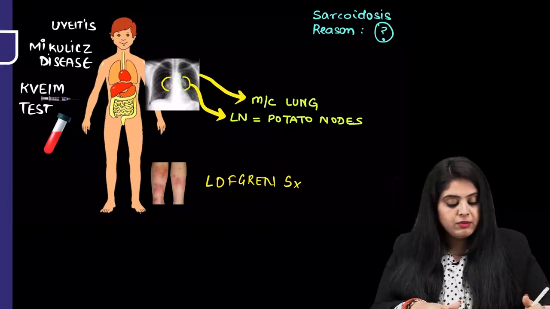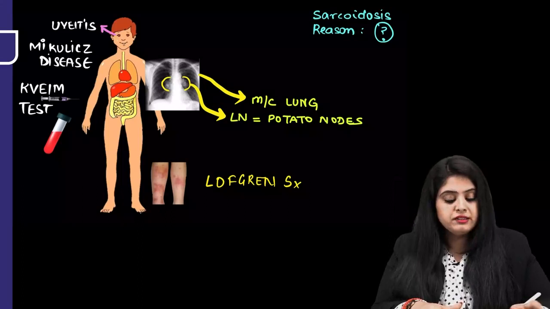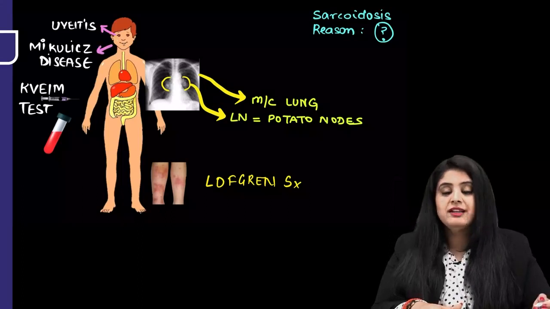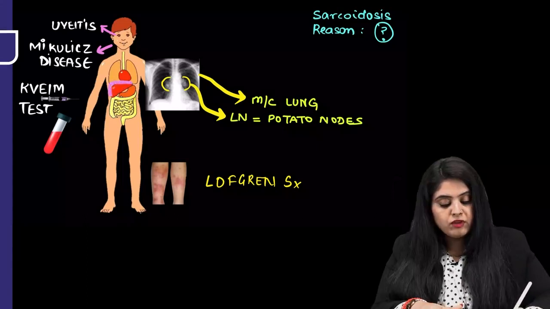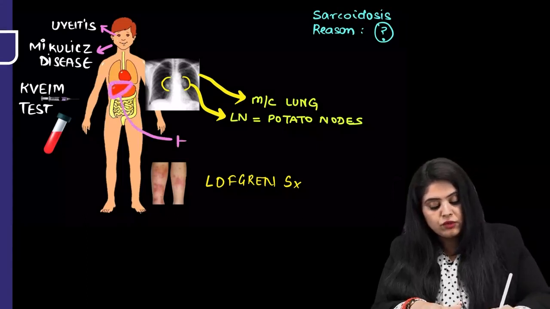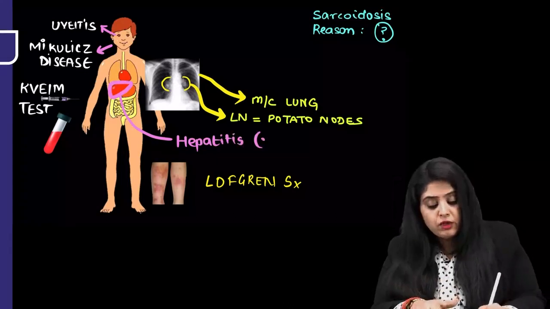Apart from that, you will be able to see a lot of other organs. Like for example, there is involvement of eyes, that is uveitis. There is involvement of a lot of glands, that is Mikulicz disease can occur. Then you will also see there could be involvement of many organs. For example, this could also result in hepatitis. Hepatitis is usually viral hepatitis, hepatitis A, B, C. This one is non-infectious.